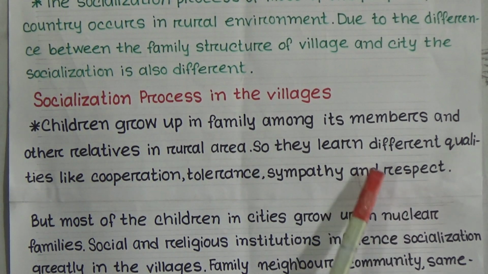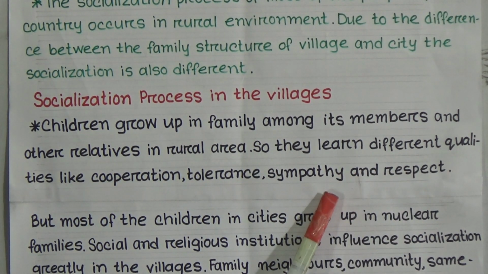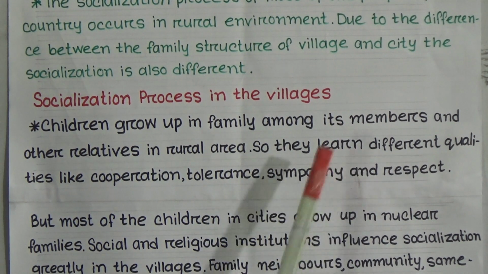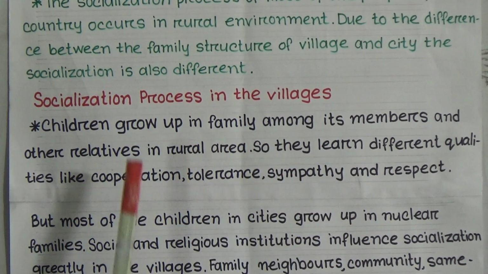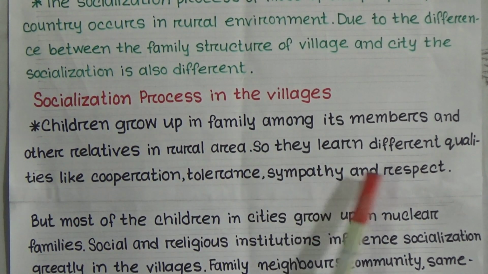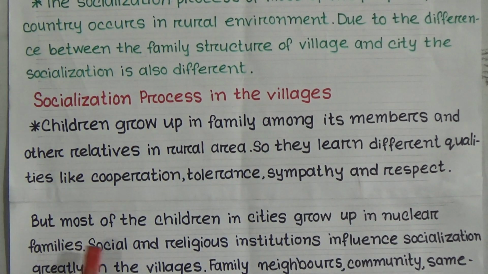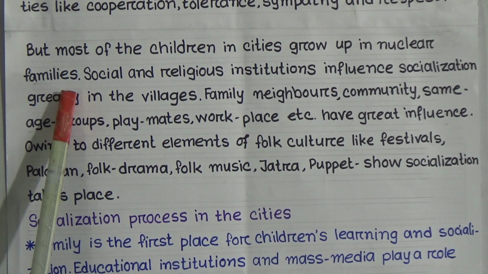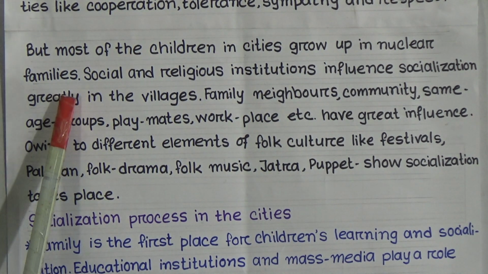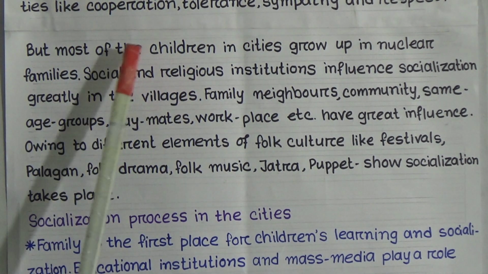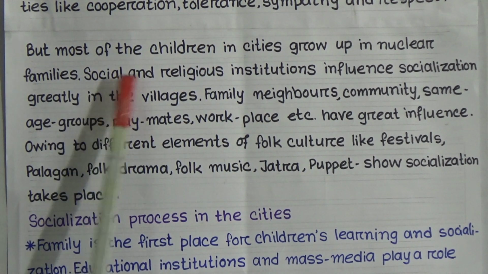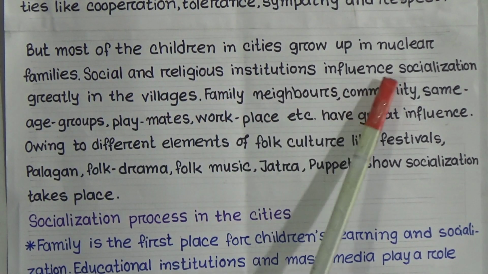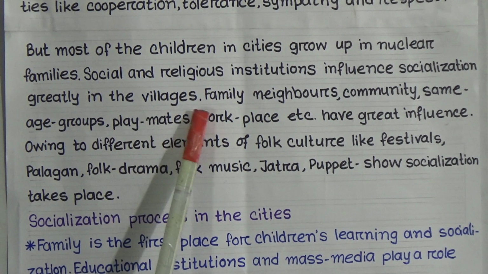As they get the chance to mix with so many people, they learn different qualities from different people, including cooperation, tolerance, sympathy, and respect. But most of the children in cities grow up in nuclear families. We see this type of family in cities, and that's why there is a difference between city people and village people.